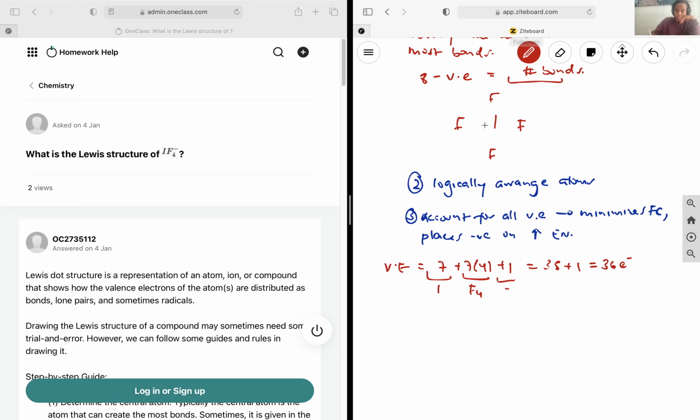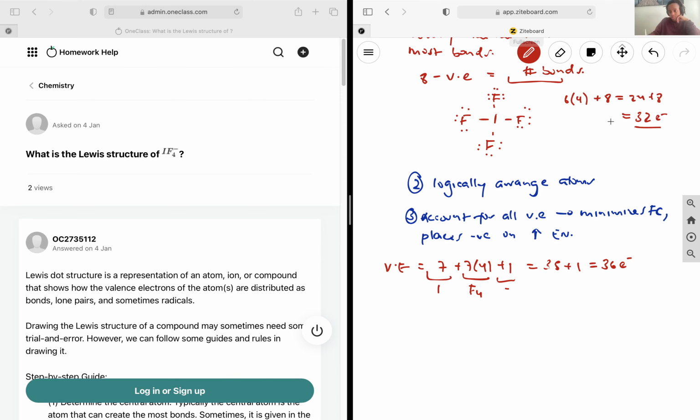Okay, and then in our structure, let's go about making single bonds first and filling in any octets. Fill in on the fluorine first. And then let's go about counting our electrons. So we have 6 by 4, because 6 on each of the fluorines, plus the bonding electrons in the bonds. And that is going to give us 24 plus 8, which is going to give us 32 electrons.